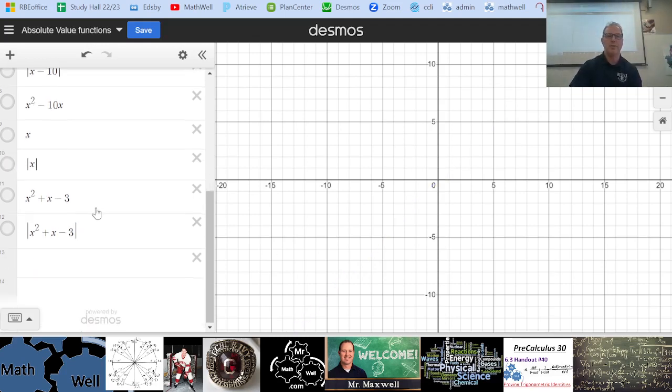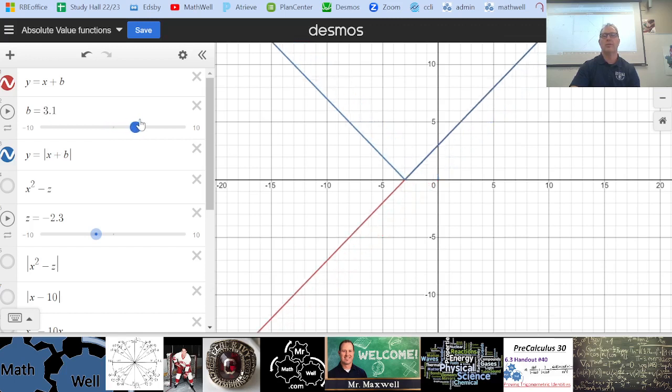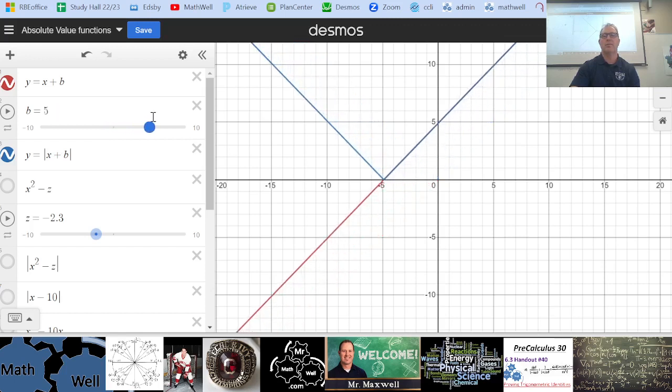Now, what happens if, what else do I have here? What happens if, okay, so here's y equals x and y equals absolute value of x. If I change this to y equals x plus 5, now this, let me just get rid of this. This line is y equals x plus 5.